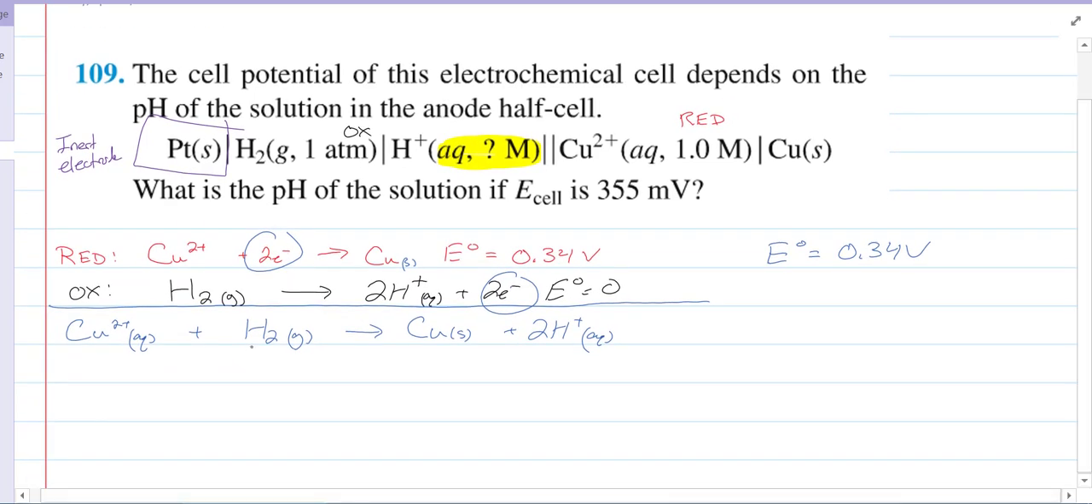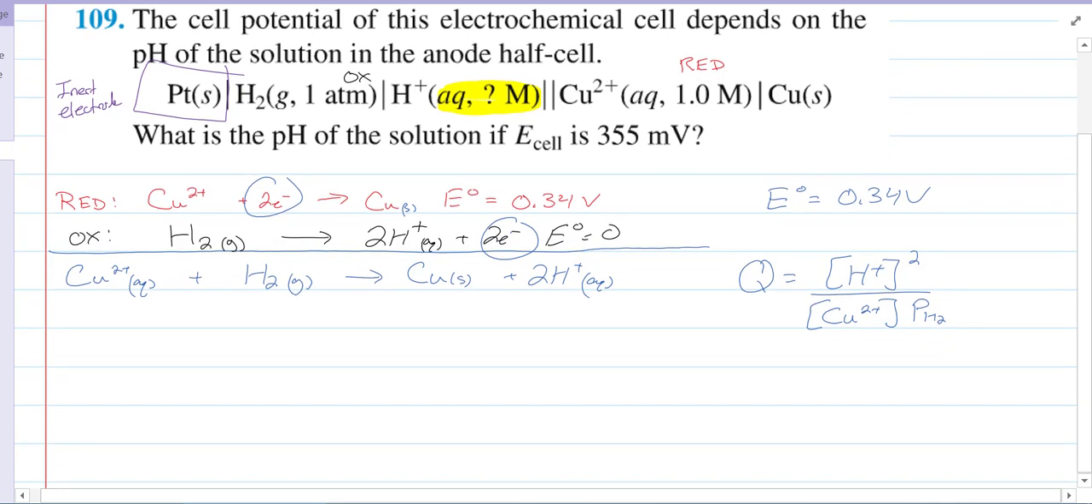So now I have my reaction. I can get Q. Q would be equal to the concentration of H+ squared all over the concentration of copper 2+ and the pressure of H2 gas. So now we can throw in the Nernst equation here. E equals E standard plus or minus 0.0592 volts over n log of Q.